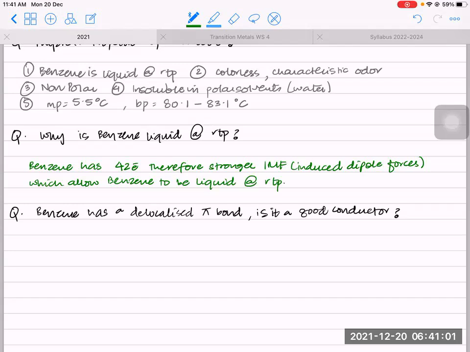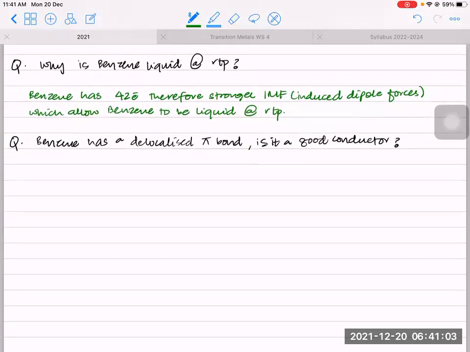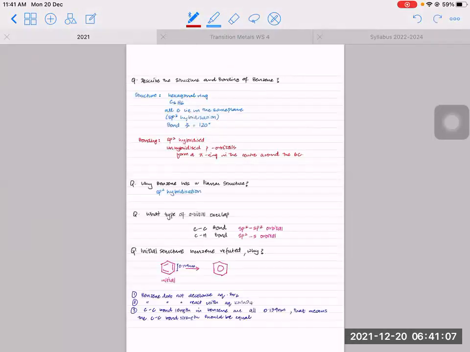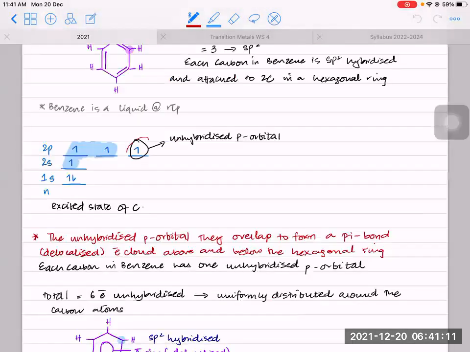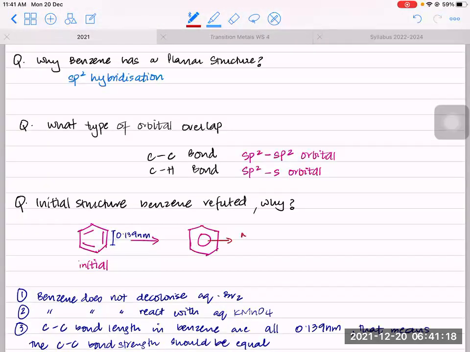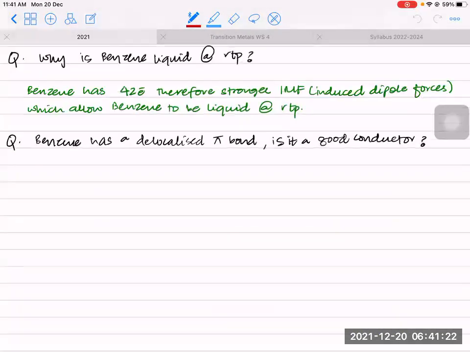Clear? Now, benzene has a delocalized pi bond. Is it a good conductor? Now, we saw that right here, benzene had one unhybridized p electron. Do you remember this? And that was making the pi bond, which we refuted, but we said that this was the pi ring. Rather than having the pi bonds, we should have the pi ring. So if you have a pi ring, we know it is a delocalized pi ring.